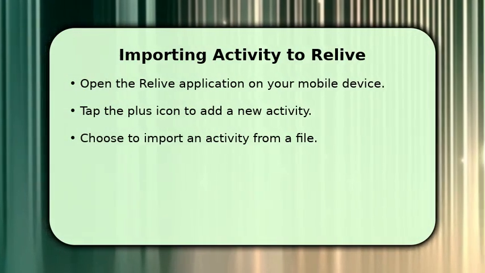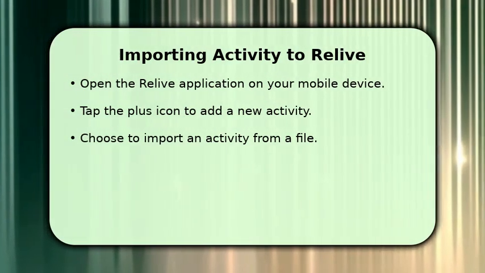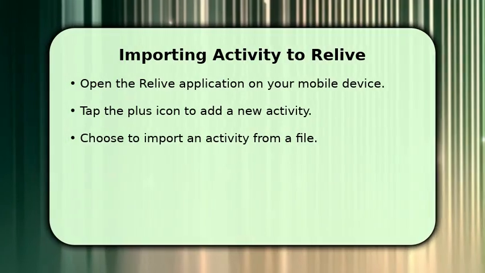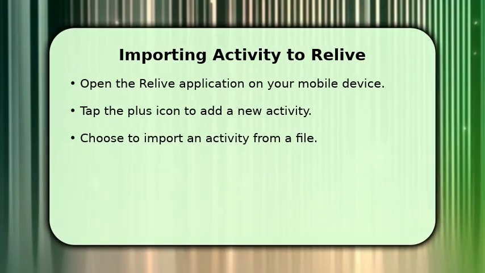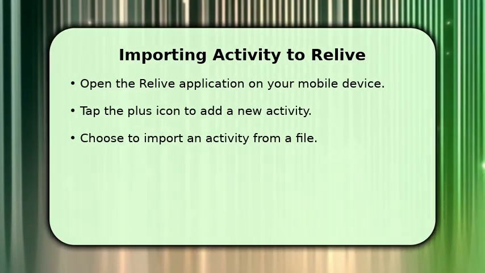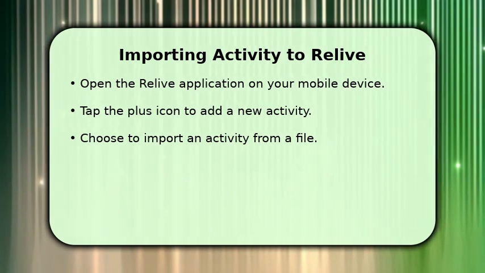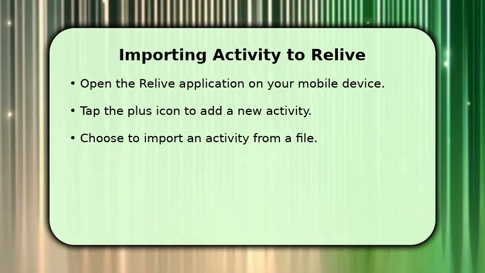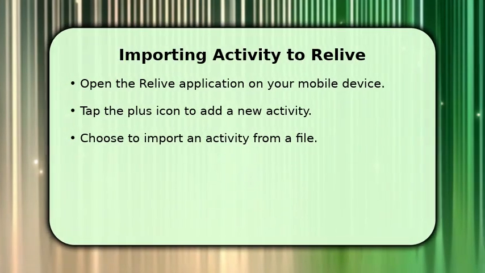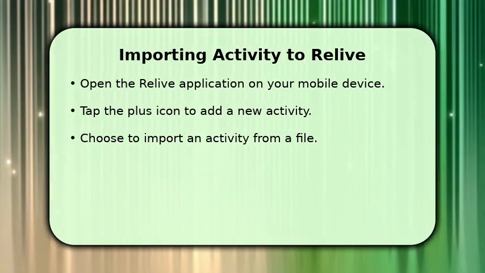Next, open the Relive application on your smartphone. Tap the plus icon, typically found at the bottom of the screen, to add a new activity. From the options presented, choose to import an activity from a file. Then, select the GPX file you just downloaded from Strava. Relive will automatically detect your route and prepare it for video creation.